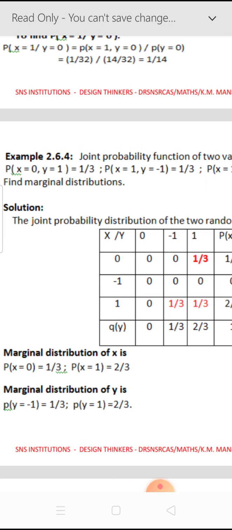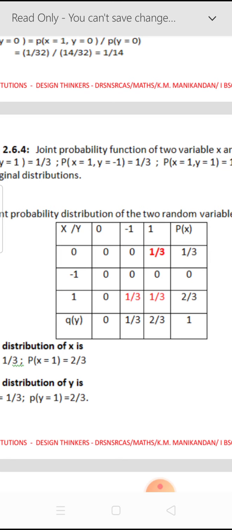So, given that the probability of x equal to 0, comma, y equal to 1 is 1 by 3, first you fill that element 1 by 3 in the cell against x equal to 0 and y equal to 1. And similarly, we can fill the cell values of p of x equal to 1 and y equal to minus 1 as 1 by 3, and p of x equal to 1 and y equal to 1 as 1 by 3. So the other cell values are 0.